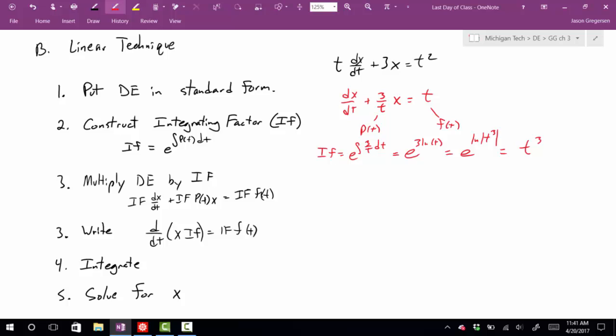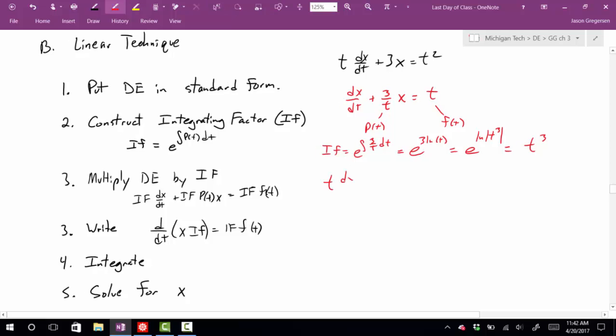All right, there's my integrating factor. I'd use a log property here. The next step is not really necessary. You can multiply your equation by t, or by your integrating factor, sorry. By your integrating factor. This is really the process where it comes from.